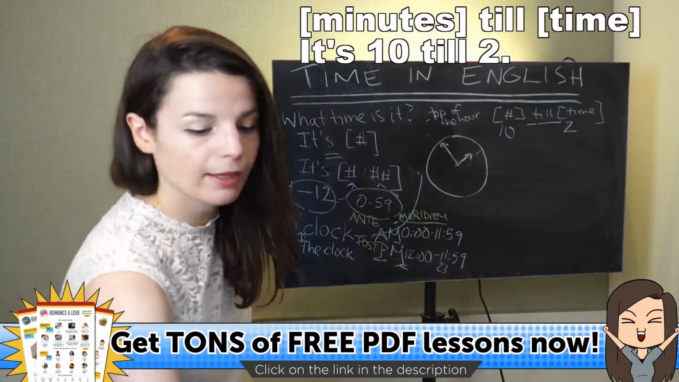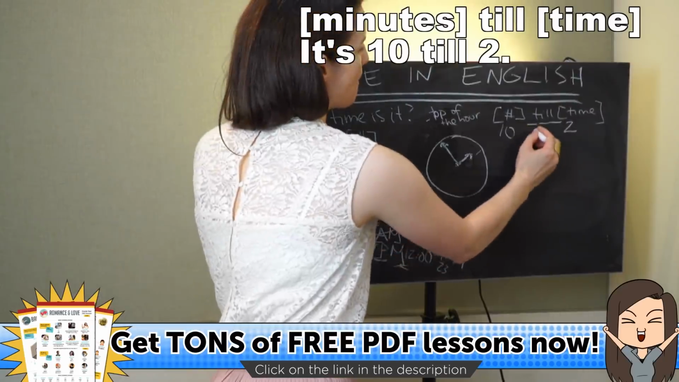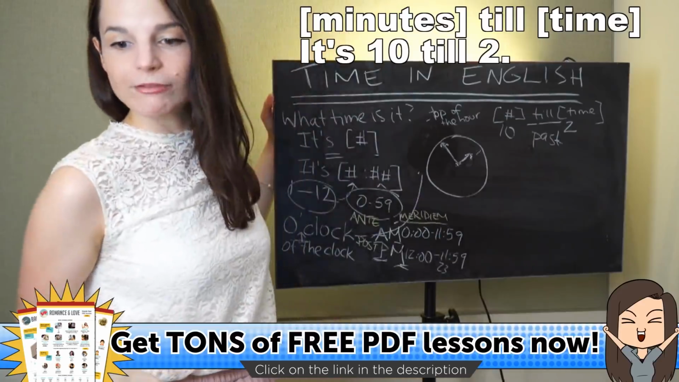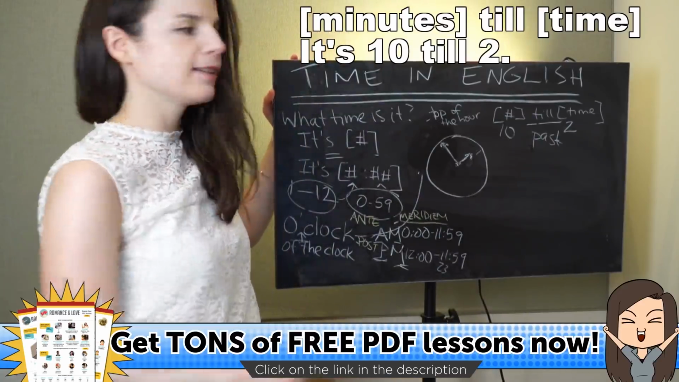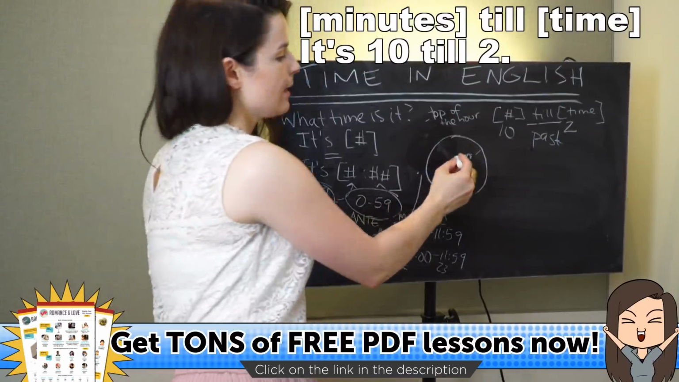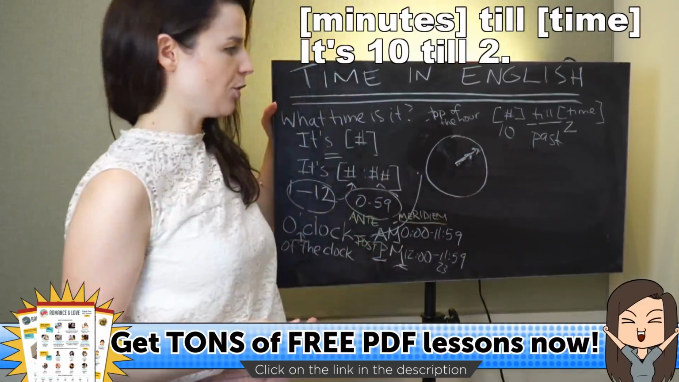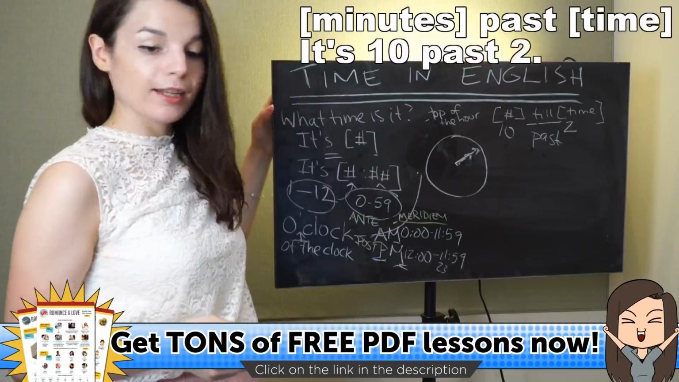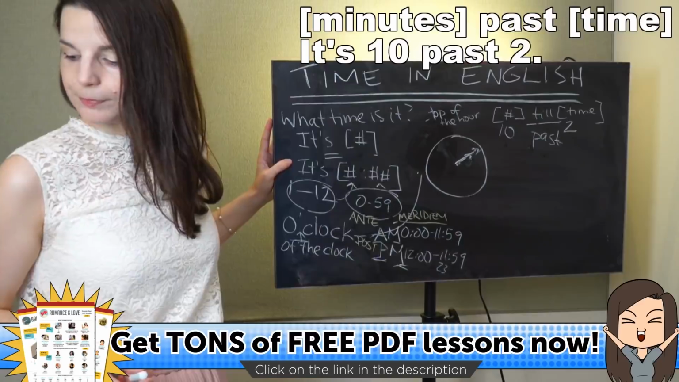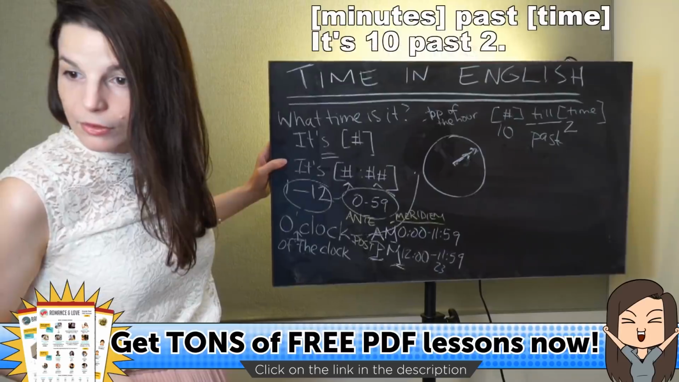Okay, then let's take a look at a similar expression, 10 past 2. Past means after. It's 10 past 2. This is the opposite then. Till meant before 2 o'clock. 10 past 2 means it's 10 minutes after 2. A different way to say this time is it's 2:10. 10 past 2 means 2:10. Kind of hard to see there.